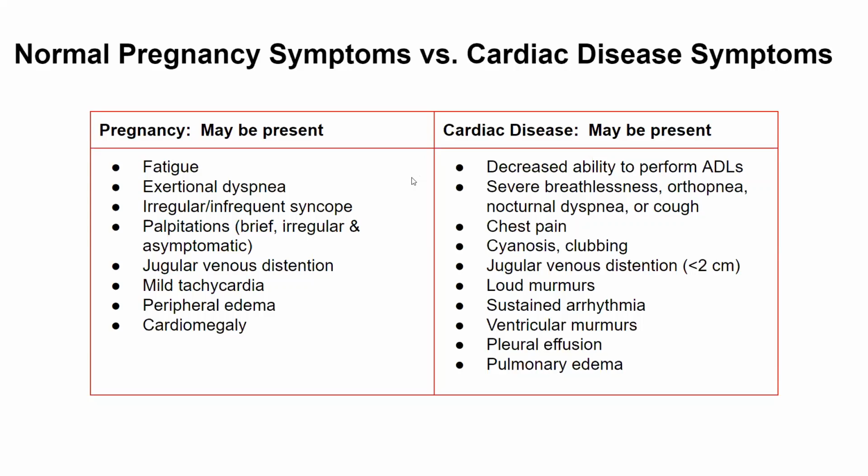She should be able to walk from the car and carry in her groceries. She should be able to do her laundry without feeling that she's having a hard time breathing. Severe breathlessness, chest pain, cyanosis, jugular venous distension, again with cardiovascular disease, a loud murmur. This warrants immediate attention and evaluation, and all these other symptoms, right?